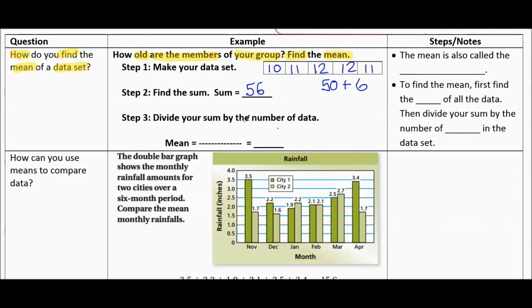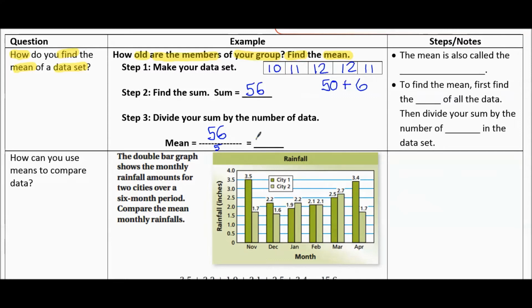Okay, now the mean, we're going to take that sum, 56, and we're going to divide by, oh, this is the part that everyone forgets. We're going to divide by how many data there are. 1, 2, 3, 4, 5. So we're going to divide by 5. And I left myself plenty of space, as you can see. Beautiful.